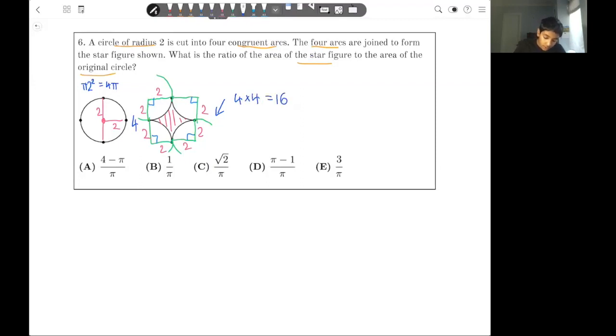And the area of these 4 circular pieces, you can imagine putting them all together, they form one big circle. So the area of the circles is just 2 squared times pi, the same thing as one whole circle, or 4 pi. So the area of the star region is just 16 minus 4 pi, and we're asked to find the ratio of it to the original circle. So 16 minus 4 pi divided by 4 pi, we simplify this to get 4 minus pi over pi, which is this. Any questions on any of the homework problems?